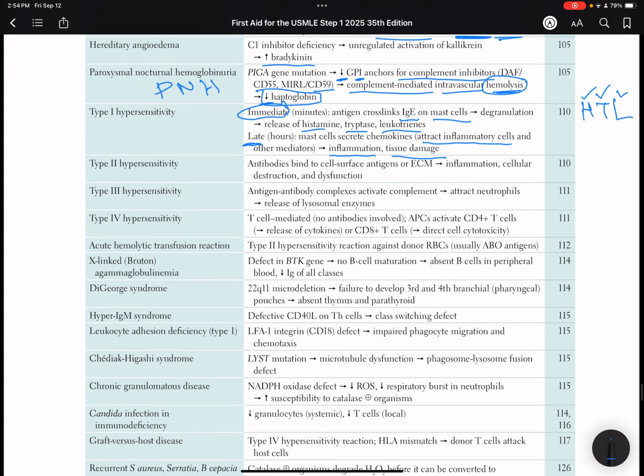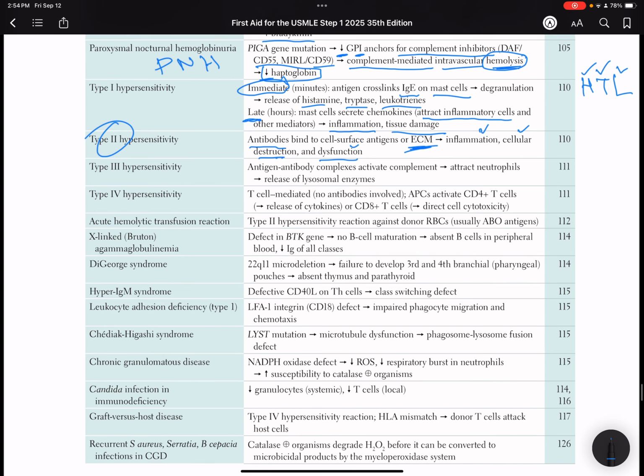What is type 2 hypersensitivity? Type 2 hypersensitivity is antibodies bind to cell surface antigens or ECM, causing inflammation, cellular destruction, and dysfunction. Type 2 hypersensitivity causes antibody to bind cell surface antigen or extracellular matrix ECM, which leads to 3 changes: inflammation, cellular destruction, and dysfunction.